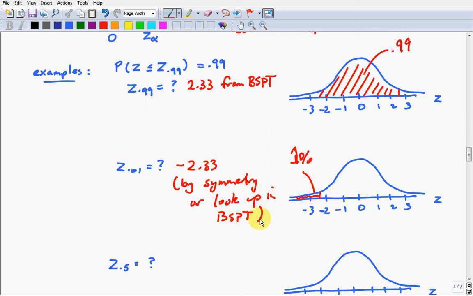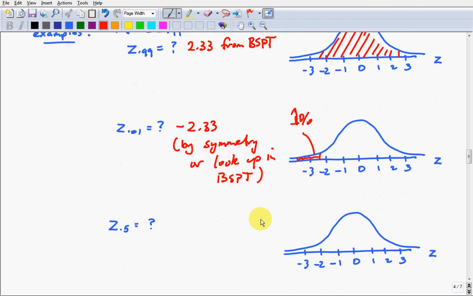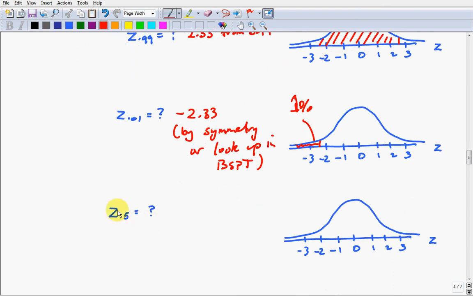To do another one, well, this one is really kind of easy. But if you wanted to find a cumulative probability, a cutoff that gives you a percent, the 50th percentile, one that has half the probability, well, we know that one right off. It's 0, because the probability that z is less than or equal to 0 equals 0.5, which is what we're after. We don't need to look up in the BSPT that one. Let's do one more.